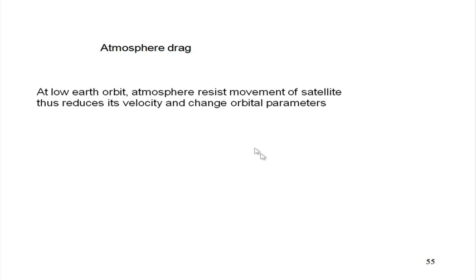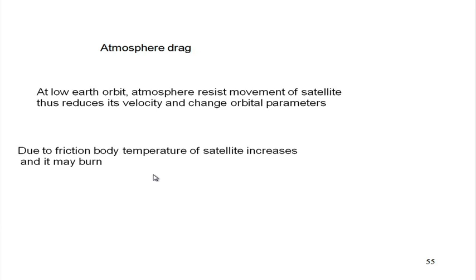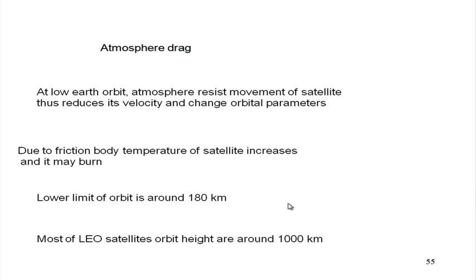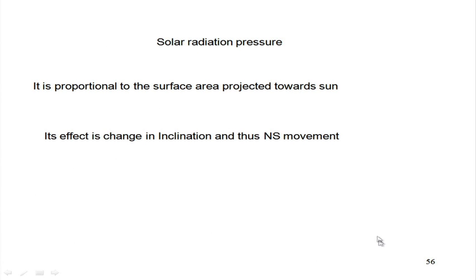Other things are atmospheric drag. When it is low Earth orbit, the atmosphere resists the movement of the satellite, that reduces its velocity in the orbital plane, and due to friction the body temperature of the satellite increases, it may burn. Normally satellites are launched above 180 kilometers, they are not brought below 180 kilometers. This is just a rough number, it is not a very precise number, because the atmosphere density is different at different places and different times, and most LEO satellite orbits are within 1000 kilometers of the Earth.